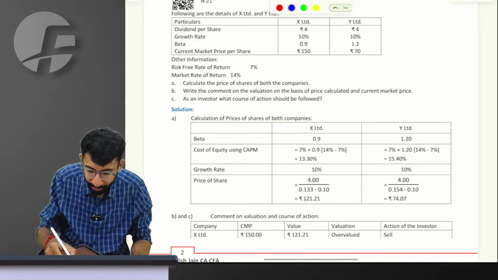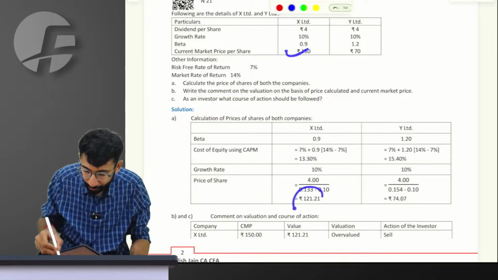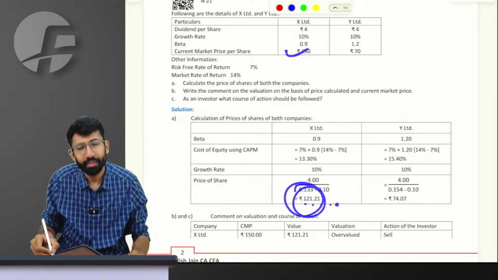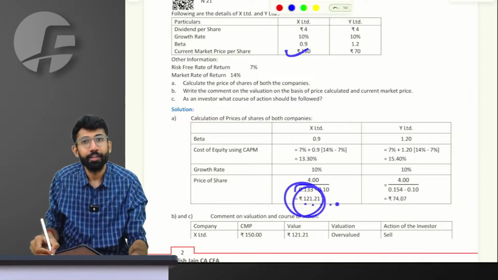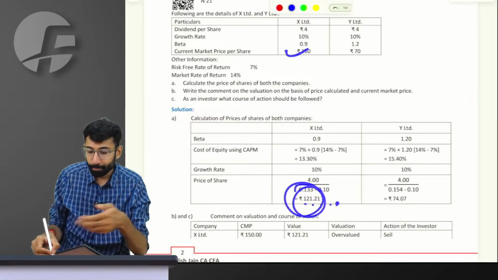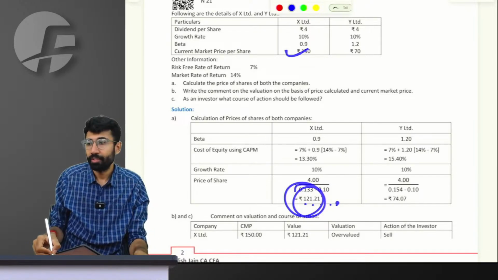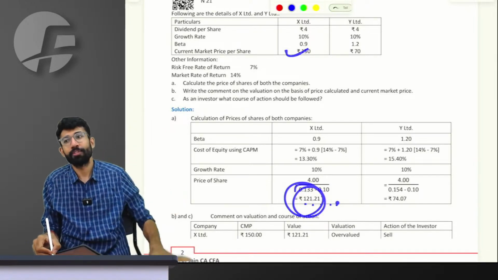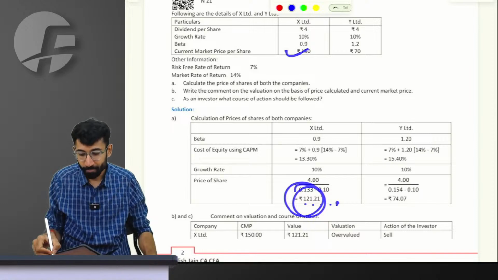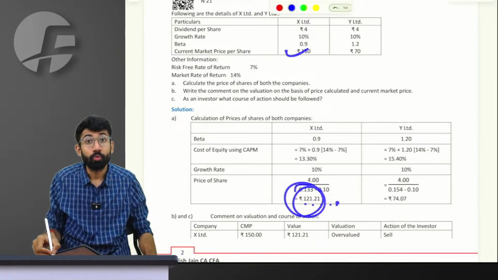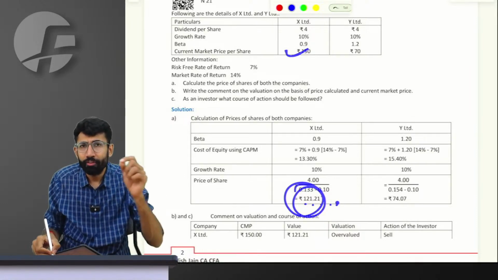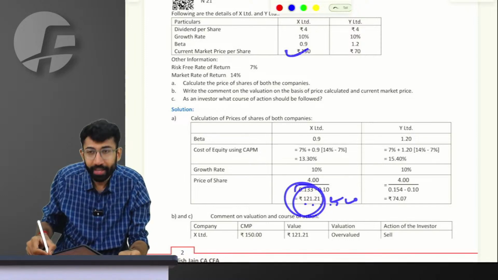Sir, price in the market is 151 and price according to me is 121. Can I say my share is undervalued? Price as per me is lower. Can I say my share is undervalued? Everyone quick, yes, no, I need a response. People, the answer is no. No. You never comment on the price which you calculate.